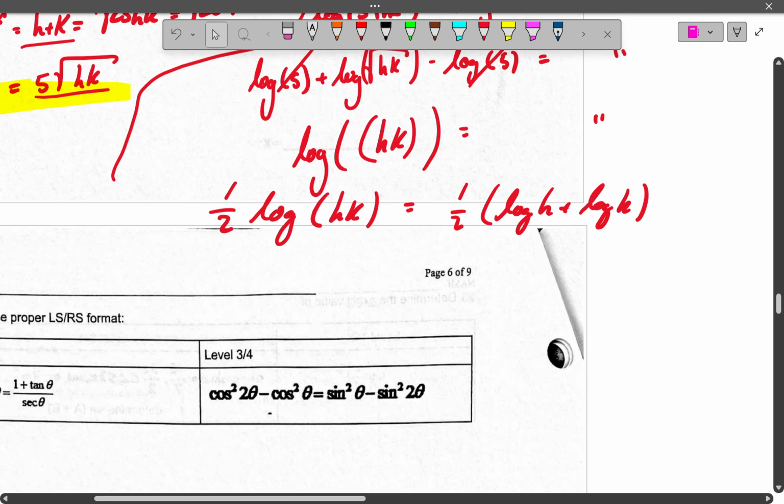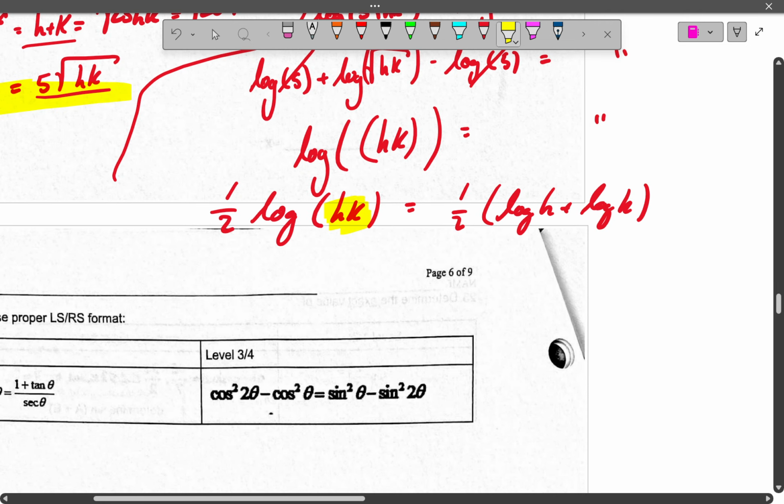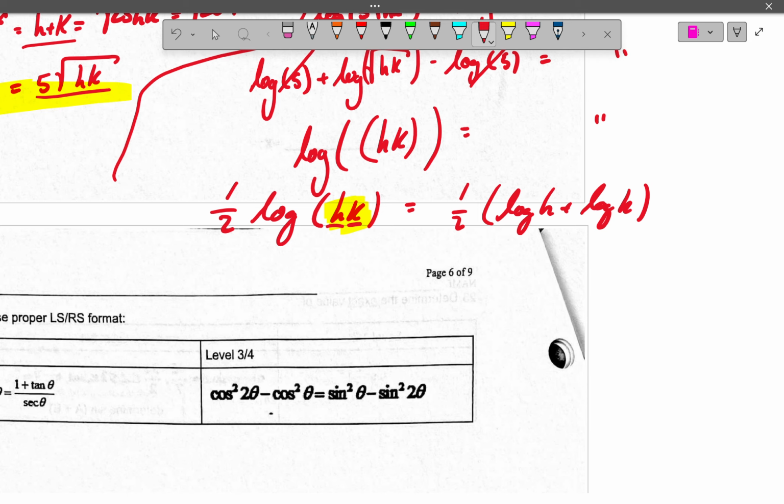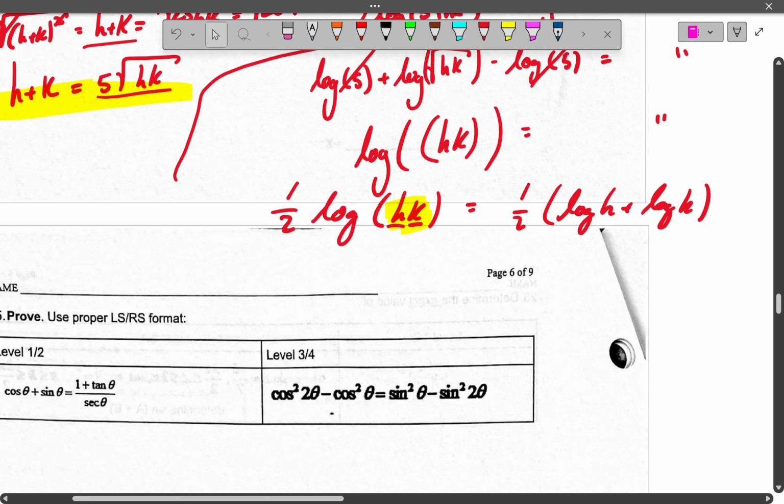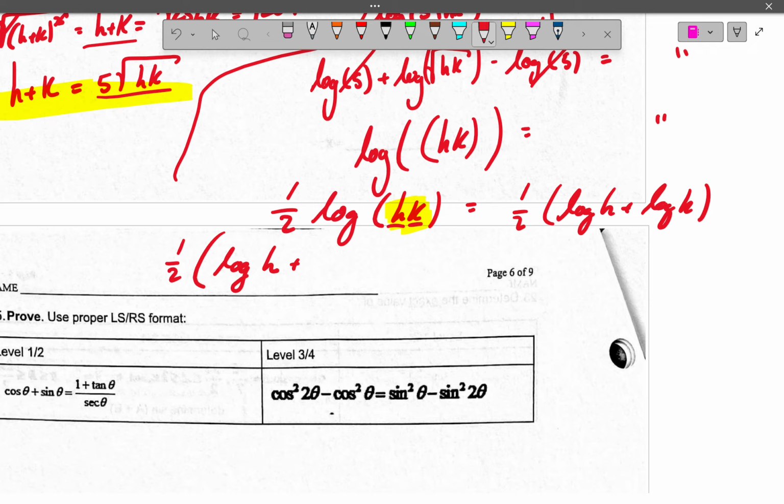And then the final logarithm rule that we're going to use is that, again, if two things are multiplied by each other, that's the same thing as adding them together and splitting them up into separate logarithms, which is the final step. So we'll see that half on the outside is being multiplied by logarithm h plus logarithm k. So the left-hand side is equal to the right-hand side. So we've shown that proof there.